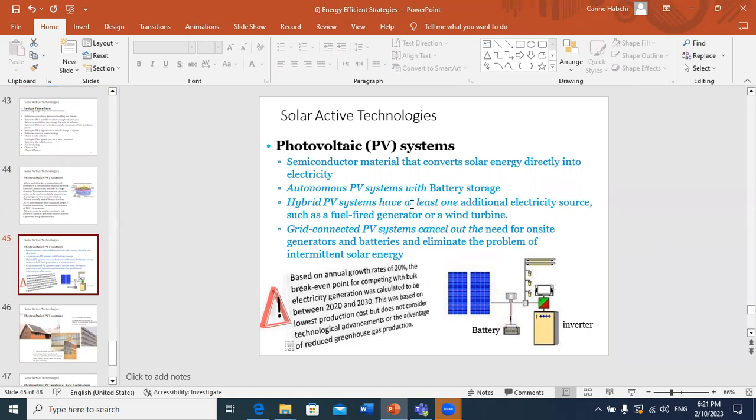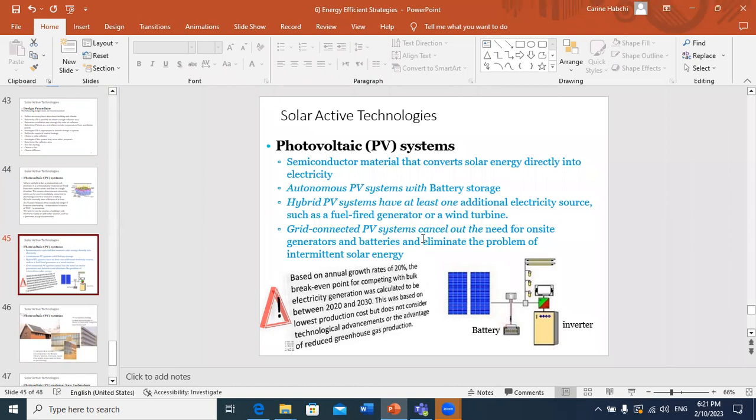Hybrid PV systems have at least one additional electricity source. So in case you have a space limitation or a cost limitation, you can implement a PV system with another electricity source, such as a fuel-fired generator or a wind turbine.